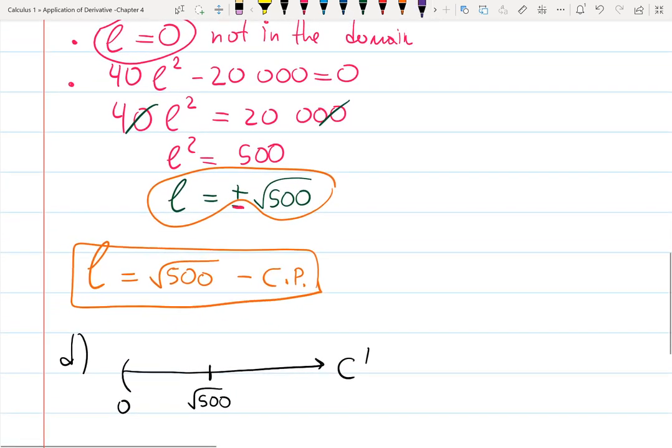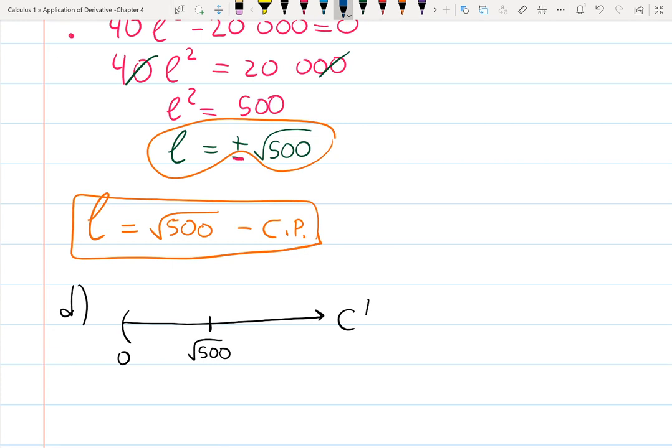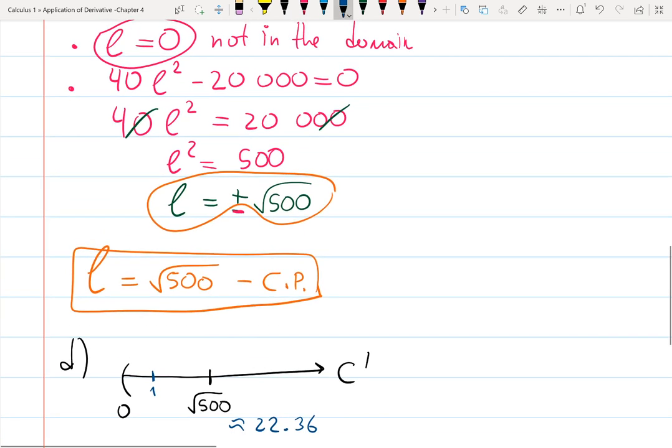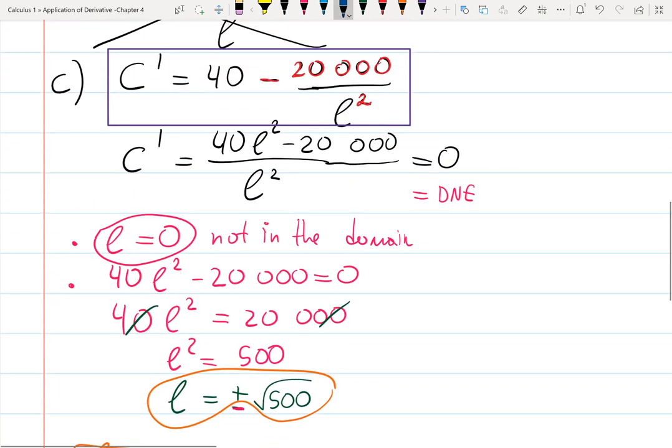Let's plug in test points. What is less than the square root of 500 and more than 0? Well, I don't know what the square root of 500 is. You can think about it. If you have something like 400, that's going to be 20, because 20 times 20 is 400. So it's something more than 20. And if you use your calculator, it's actually 22.36 or so. Well, it doesn't really matter. I can just use 1. I'm just saying, you can always put some approximate number if you want.